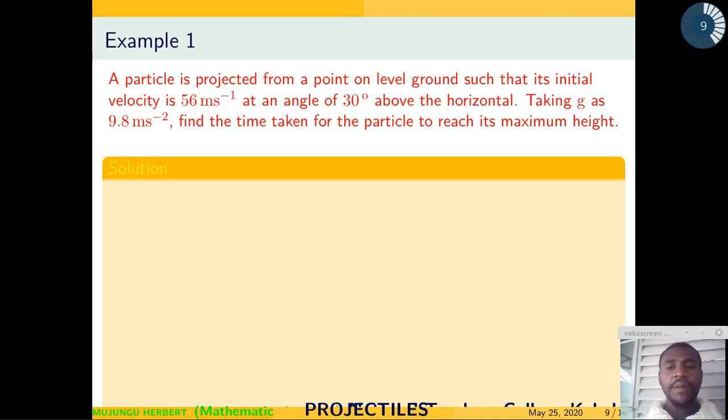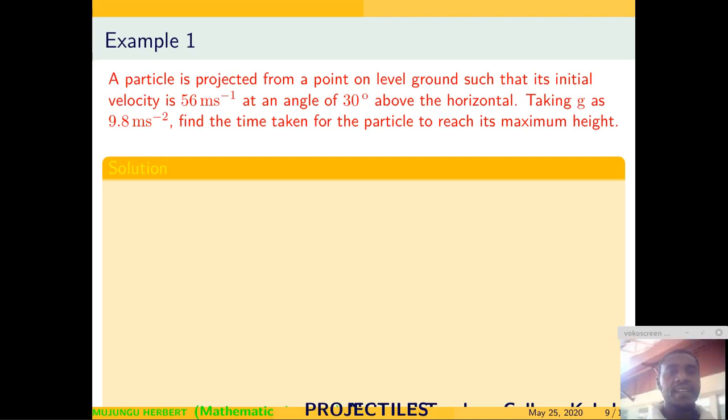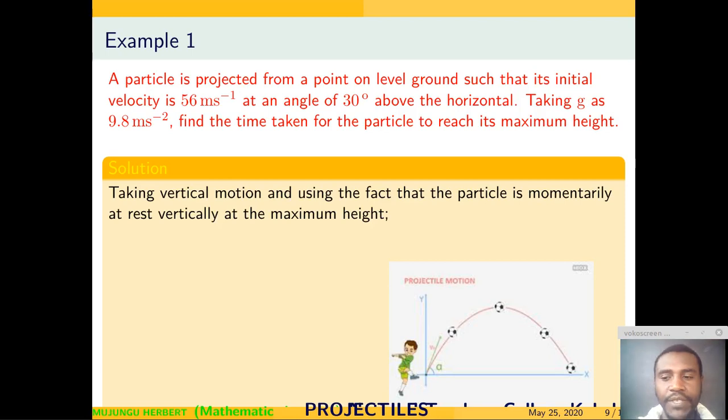So we try out some examples. A particle is projected from a point on level ground such that its initial velocity is 56 meters per second at an angle of 30 degrees above the horizontal. Take g as 9.8 meters per second squared. Find the time taken for the particle to reach its maximum height. Here we can either use the equations of motion we had above, or use the general expressions we obtained.